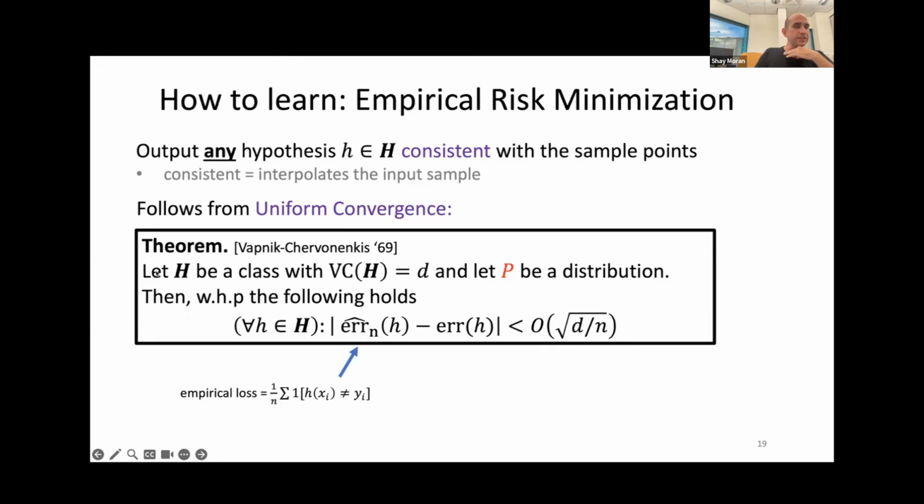What the result says is that whenever you have a class H with a finite VC dimension, let's denote it by D, then for any distribution, it doesn't have to be realizable. It can be any distribution over examples, over pairs XY. With high probability, the following event holds.